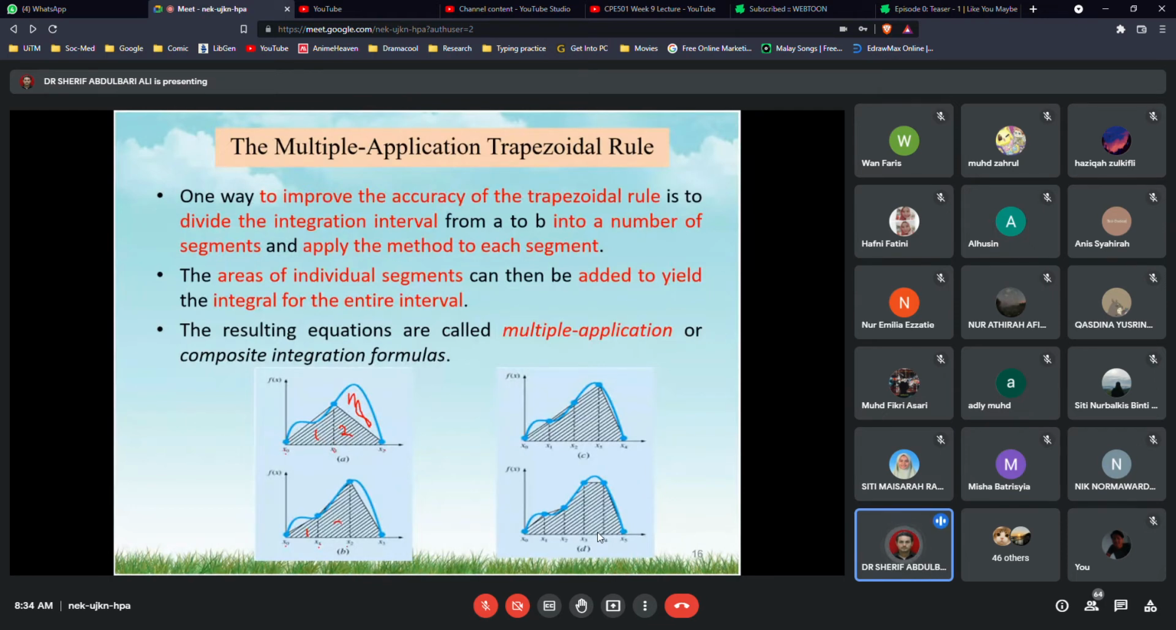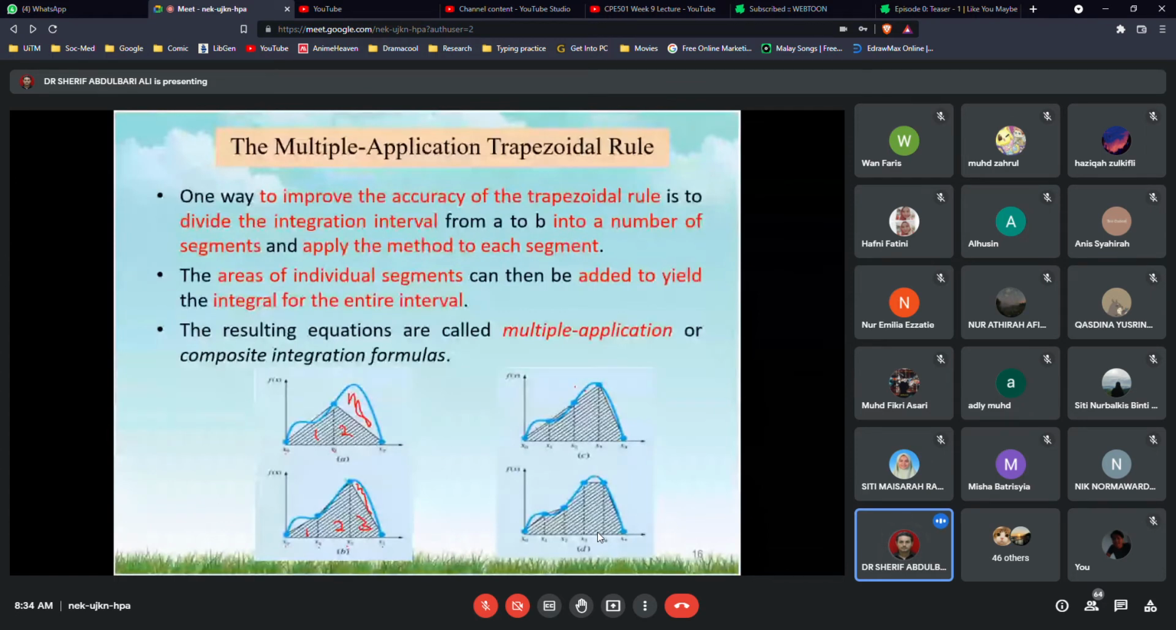From x1 to x2, this is the second segment. From x2 to x3, this is your third segment. You can see the errors start to be reduced. The more you add segments, the more you are reducing the error. Okay, so this is what we are going to do now.